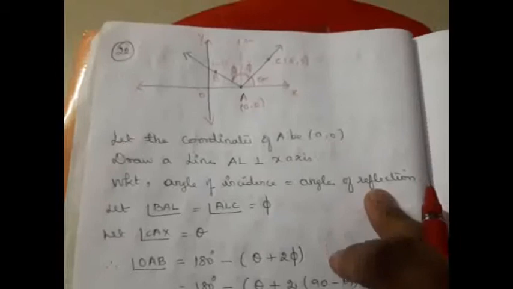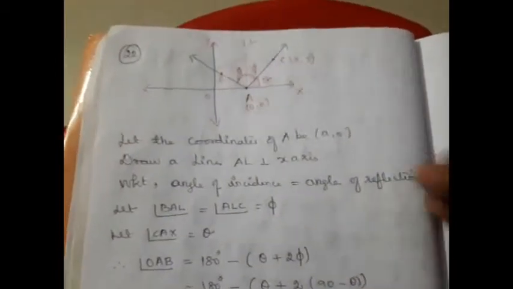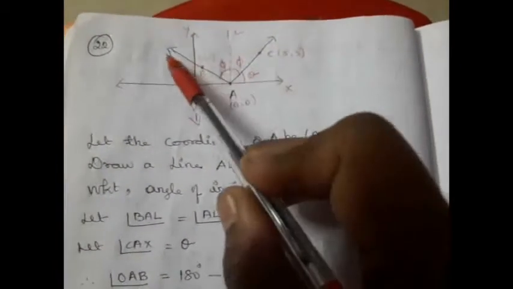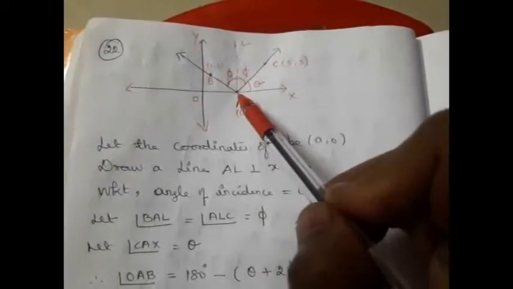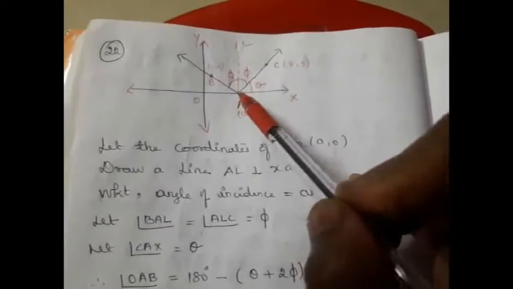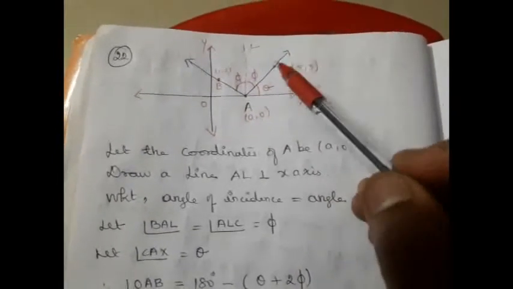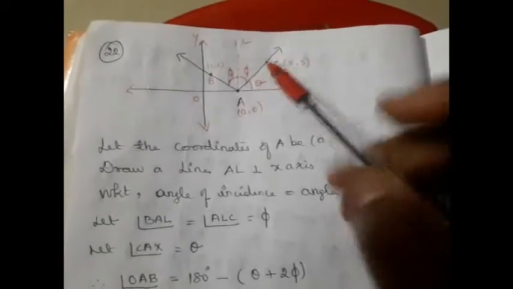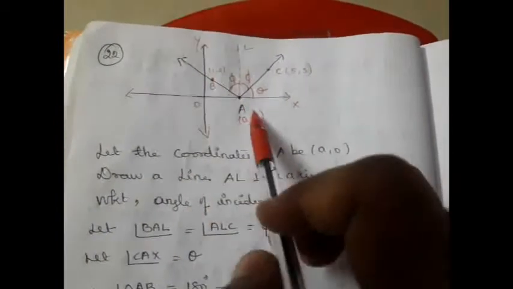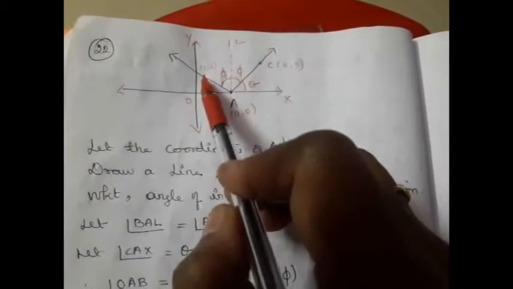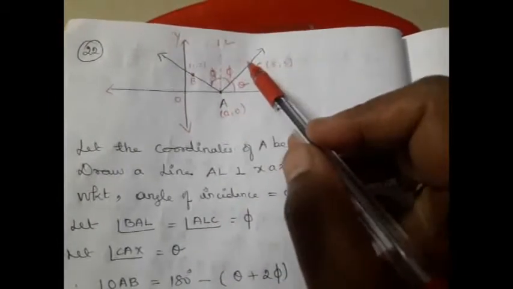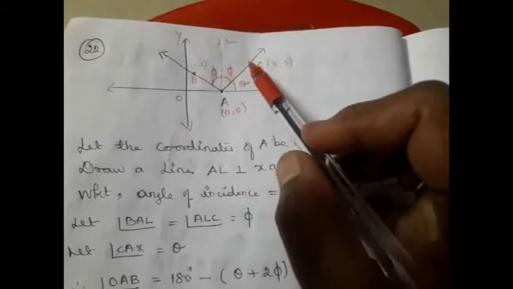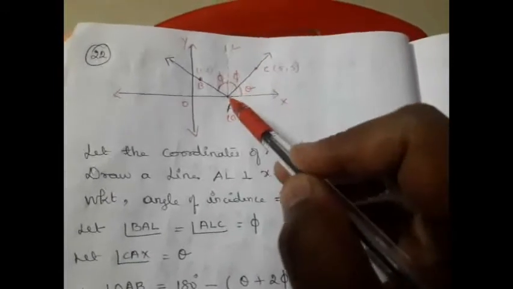Question number 22. A ray of light passing through the point 1, 2 reflects on the x-axis at a point A, and the reflected ray passes through the point 5, 3. Find the coordinates of A. I repeat, a ray of light passing through the point 1, 2 reflects on the x-axis, and the reflected ray passes through the point 5, 3, and they asked you to find the coordinates of A.